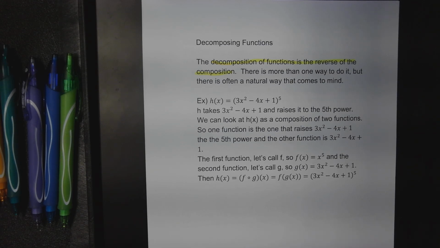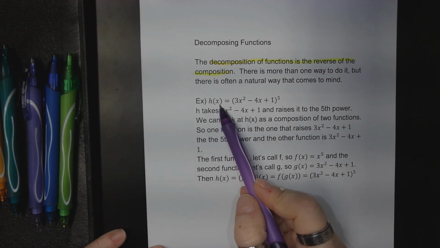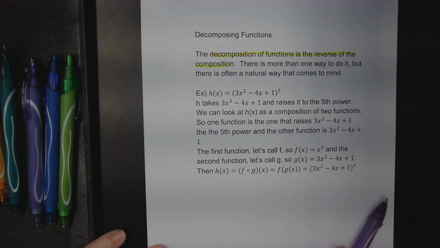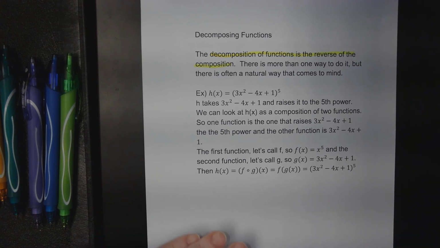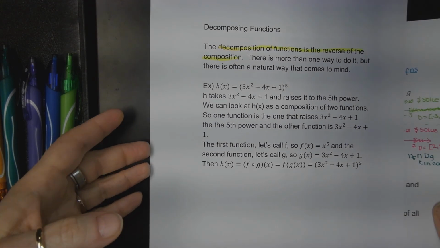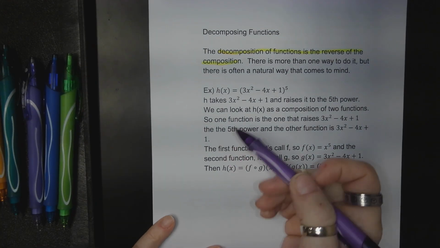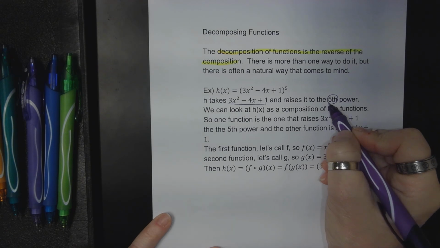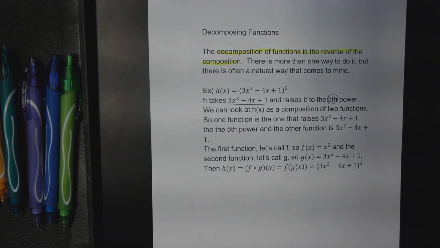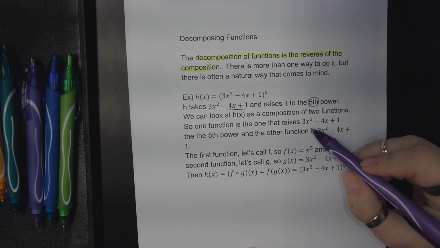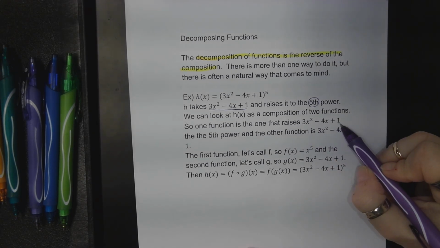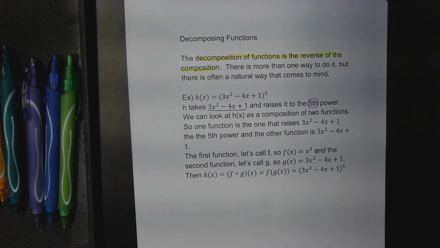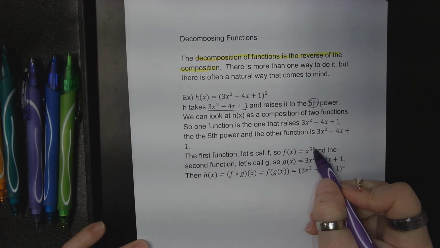So I gave you one here. This is h of x. I typed out everything so you have something to go by, and maybe it'll help. So h of x equals 3x squared minus 4x plus 1 to the 5th power. So h takes this polynomial and raises it to the 5th power. So we can look at h of x as a composition of two functions. We have this is one function, and then the 5th power is the other function. So the first function, f, would be x to the 5th.